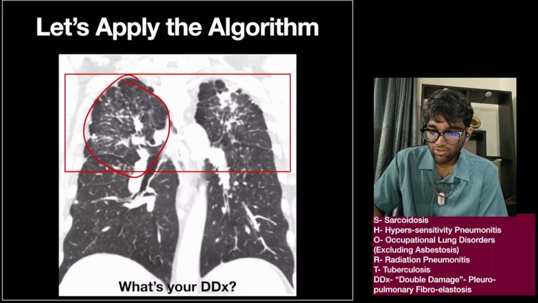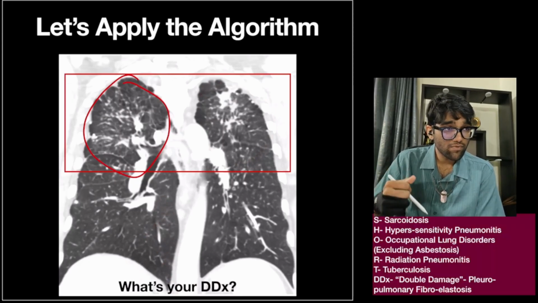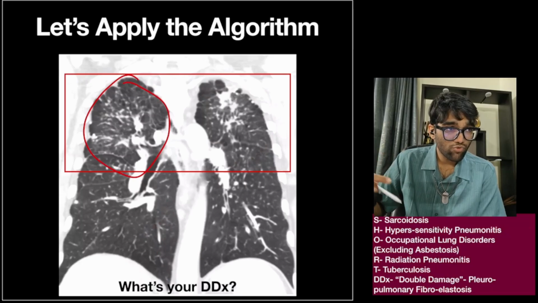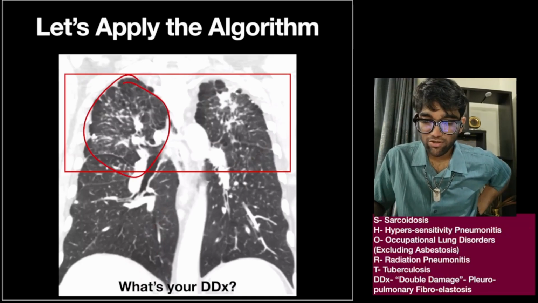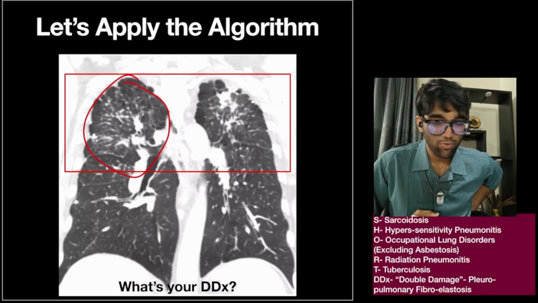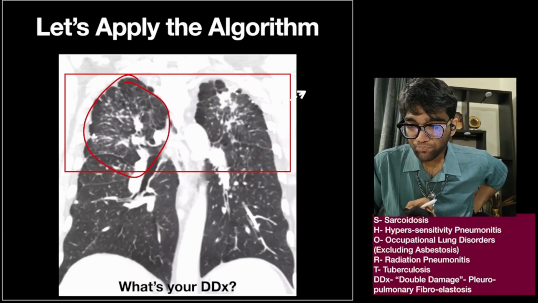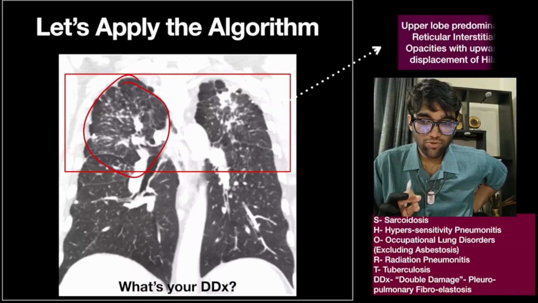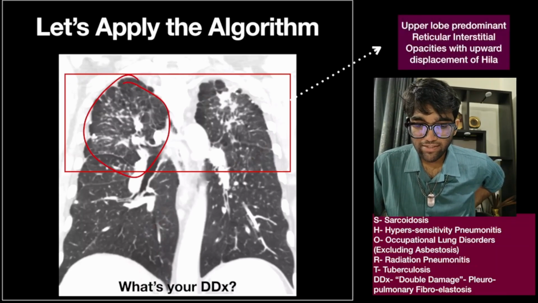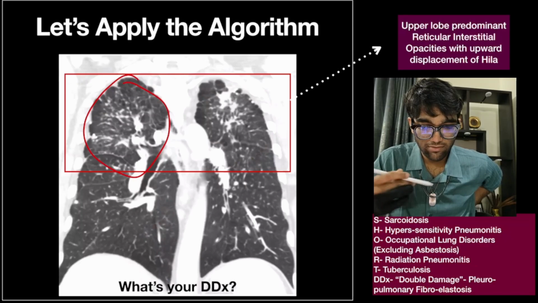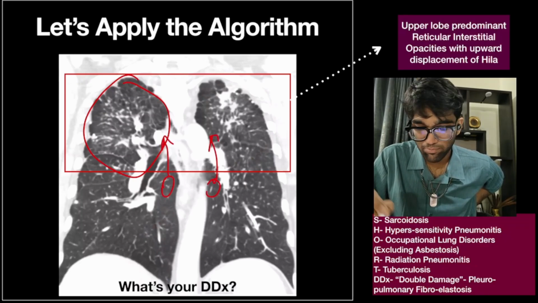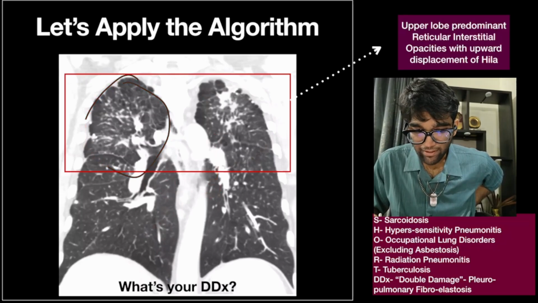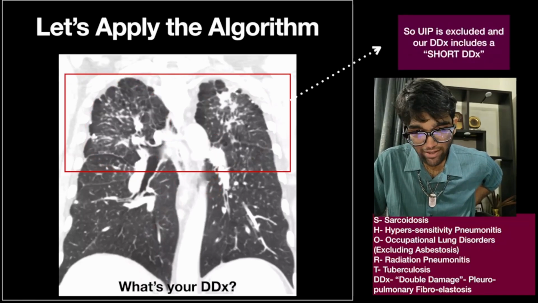Yeah, so the short DDX is sarcoidosis, hypersensitivity pneumonitis, occupational lung disorders. O for occupational lung disorders excluding asbestosis, R for radiation pneumonitis, T for tuberculosis, D for double damage, that is pleuropulmonary fibroelastosis. Now there is a little bit of nuance here. There are definitely reticular opacities, and the hila should be here, but they have migrated upwards because they are being pulled by my fibroblastic foci. UIP is definitely excluded, so it is the short DDX as I've just discussed.